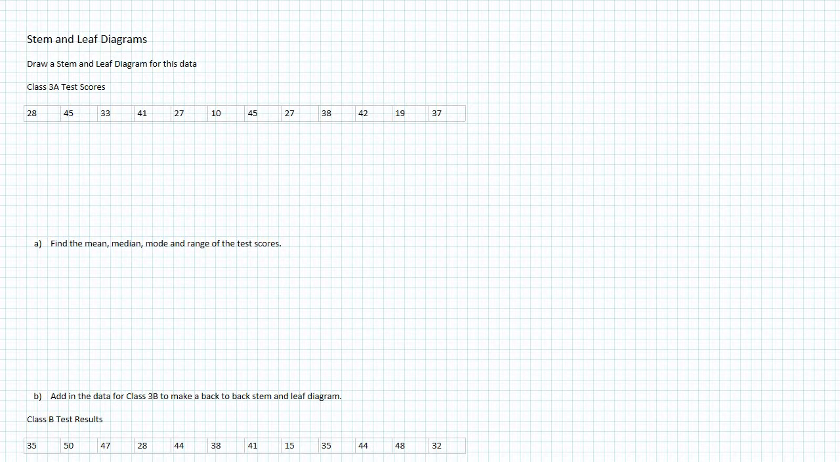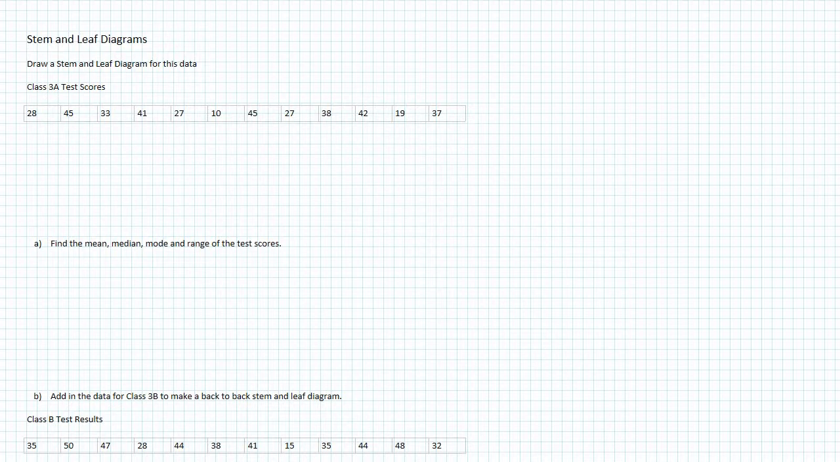We're going to look at stem and leaf diagrams now. Okay, so stem and leaf diagrams are particularly useful for your National 5 numeracy, and they're basically a way of tidying up all the numbers. So here we've got test scores from a class 3A, and they're just all in a jumble. So I've got 28, 45, 33, they're not in any order at all.